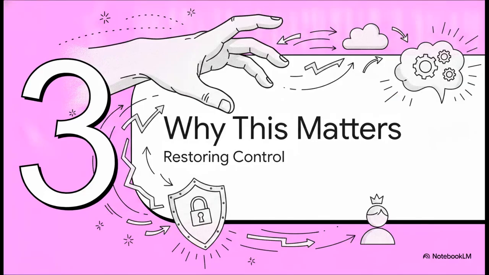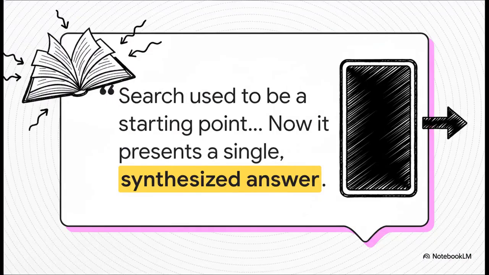All right, moving on to section 3, why this matters. Let's talk about restoring control. At the end of the day, this explainer isn't about just being blindly anti-AI. AI overviews can actually be really helpful for quick, factual queries. But this is fundamentally about reclaiming your digital agency.